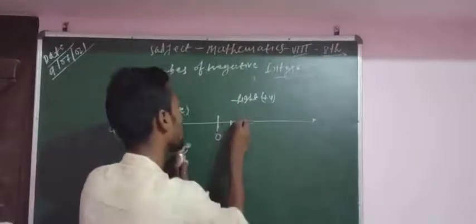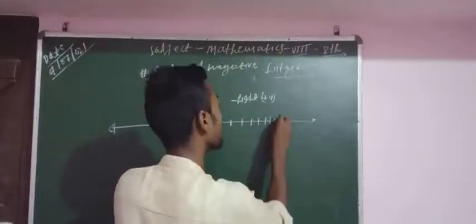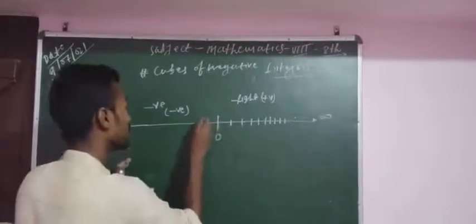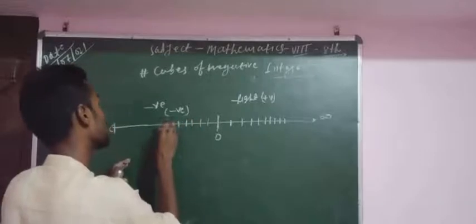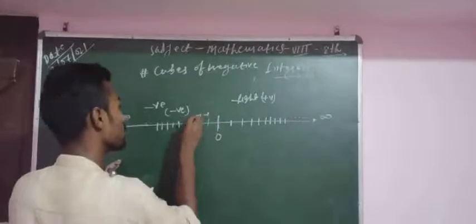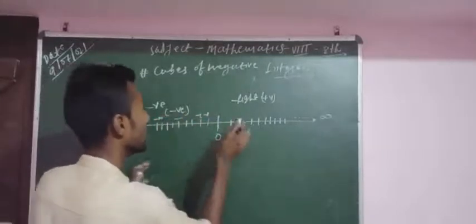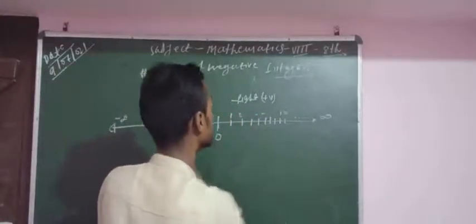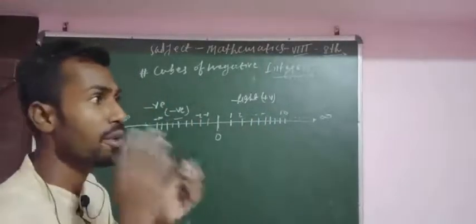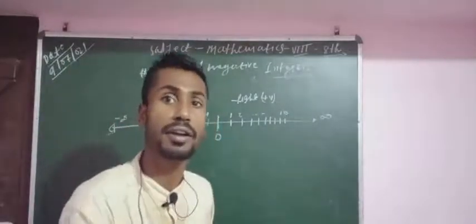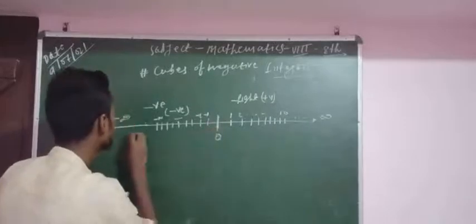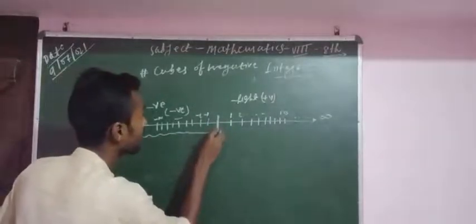So that means 1, 2, 3, 4, 5, 6, 7, 8, 9, up to infinity, and minus 1, minus 2, minus 3, minus 4, minus 5, minus 6, minus 7, minus 8, minus 9, and so on to minus infinity. This is the number line, and we can represent any number on a number line. The negative integers are all the numbers that exist on the left side of the number line.